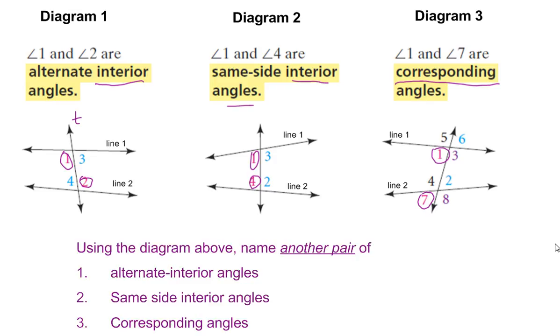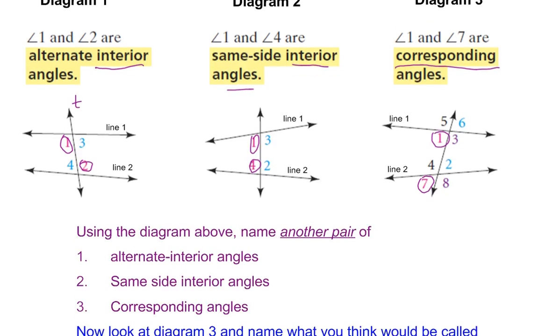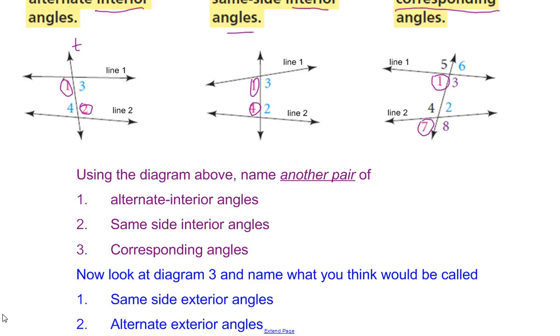This is what I'd like for you to do. It says, using the diagram above, name another pair of alternate interior angles, same side interior angles, corresponding angles. And then it says, look at diagram 3 and name what you think would be called same side exterior and alternate exterior angles. Okay, so put your player on pause, answer these questions, and we'll come back together and you can hit play to compare your answers.